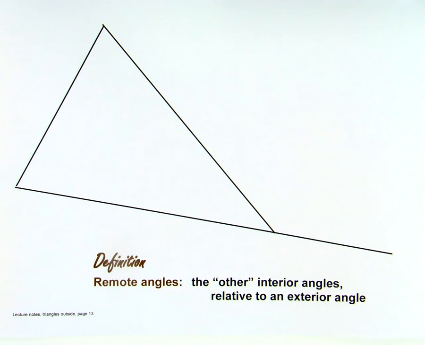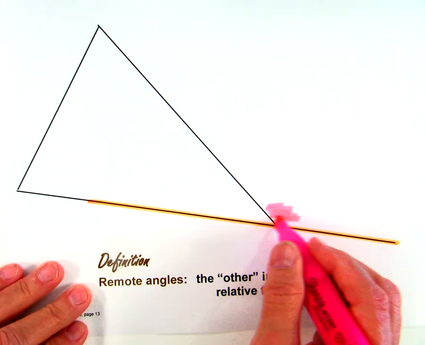Here's our continuation of some beginning concepts of triangles. We're going to talk about remote angles. Remember when we defined exterior angles, we talked about an exterior angle as being formed by the extension of the side of a triangle. There's the extension of the side. And that it would also be adjacent to the interior angle. So this is the angle formed by that extension.